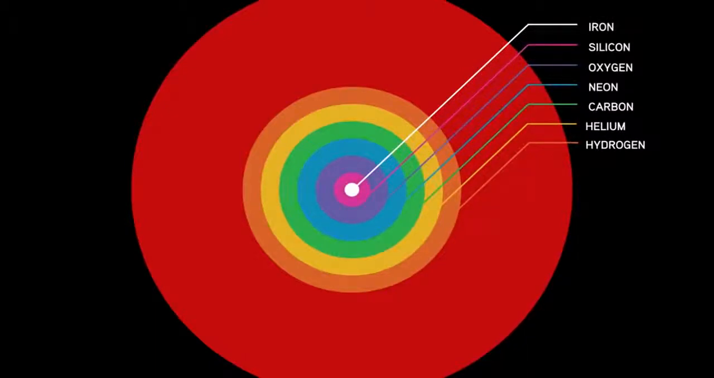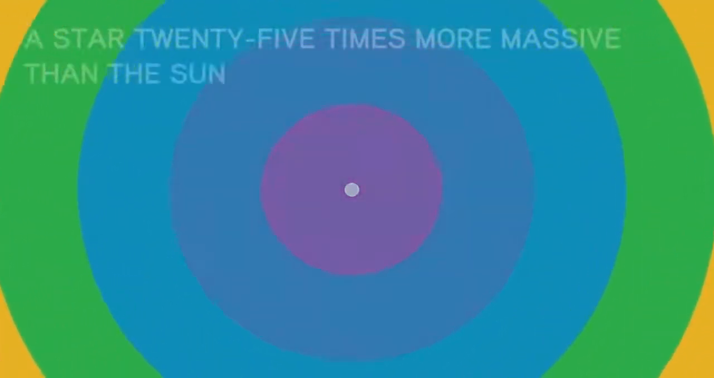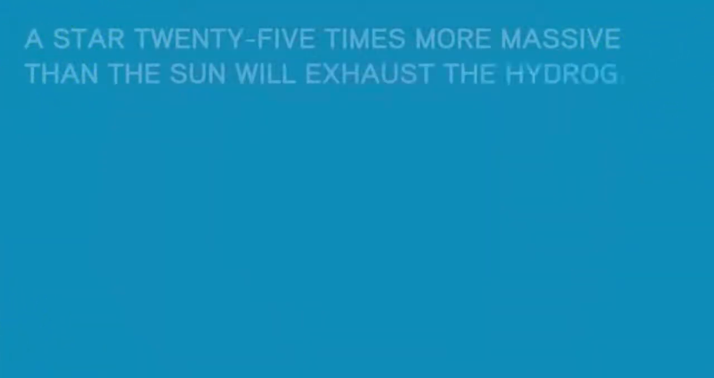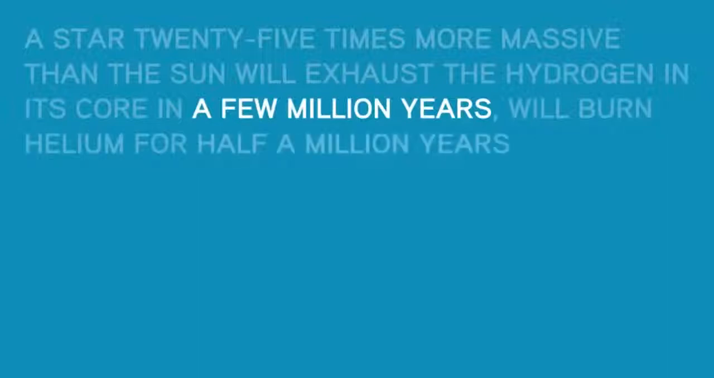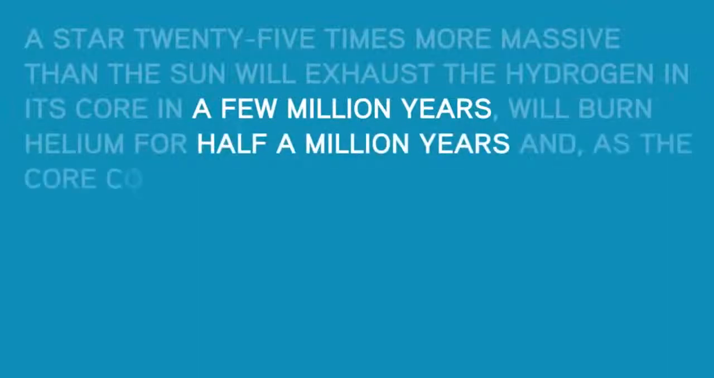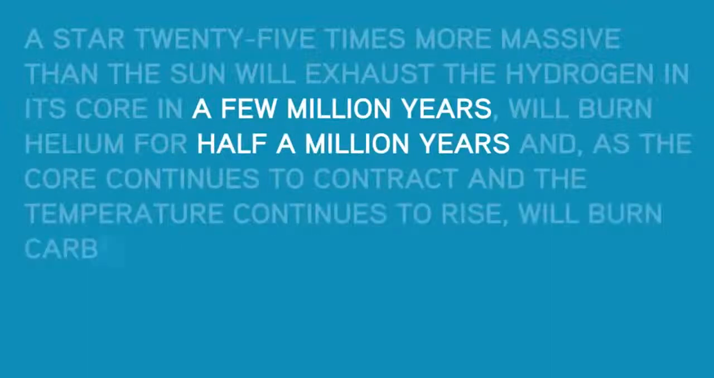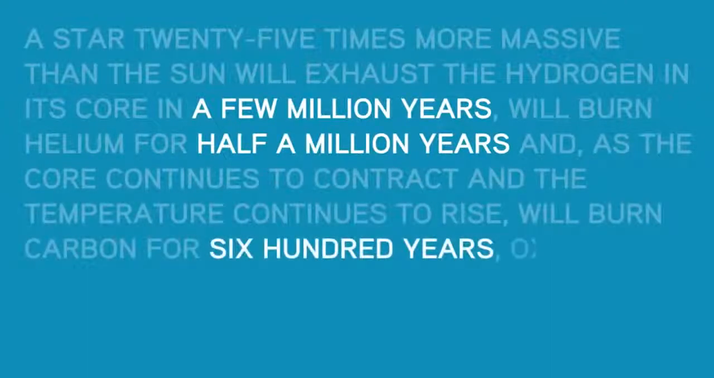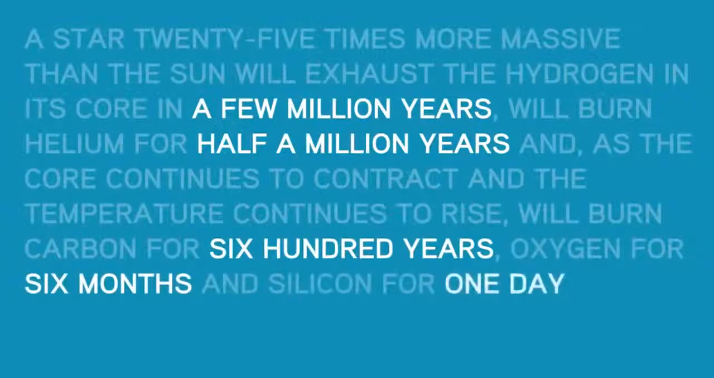I'd like to read to you Cesare Emiliani's wonderful description of the final few million years in the life of a dying, huge star. A star 25 times more massive than the Sun will exhaust the hydrogen in its core in a few million years, will burn helium for 500,000 years, and as the core continues to contract and the temperature continues to rise, will burn carbon for 600 years, oxygen for 6 months, and silicon for 1 day.